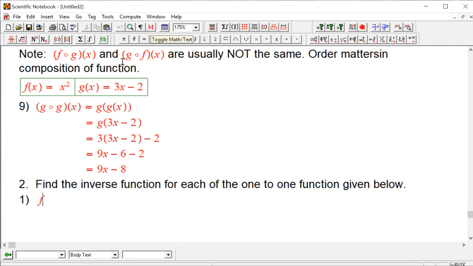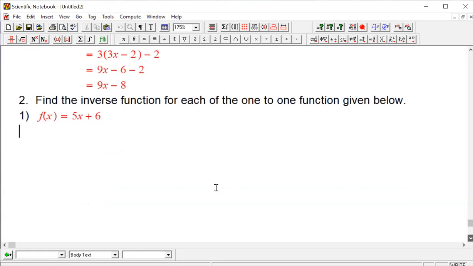So we have f of x equals 5x plus 6. It's linear, and we're told it's 1-to-1. If you graphed it, you'd see a straight line that passes the horizontal line test. Therefore, it has a unique inverse.